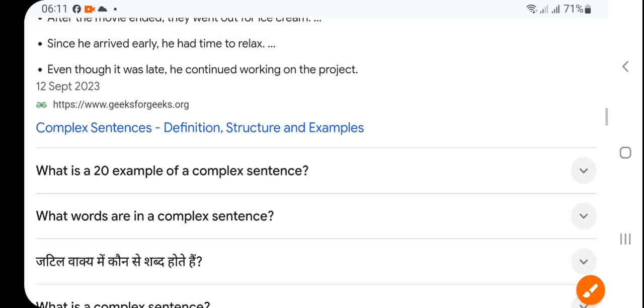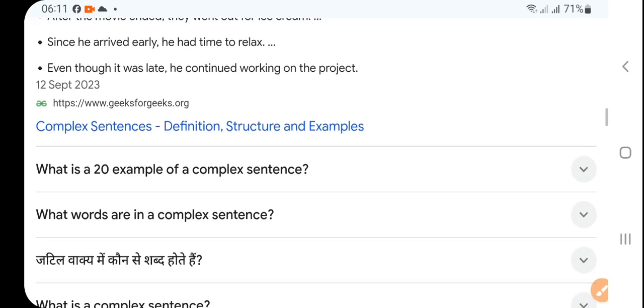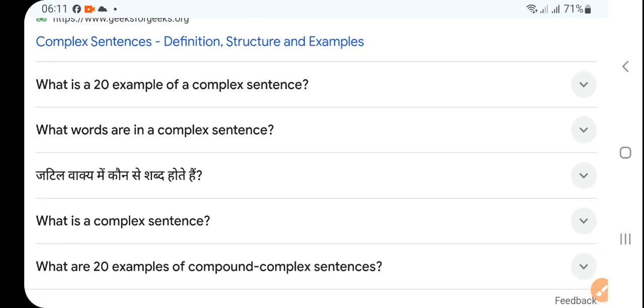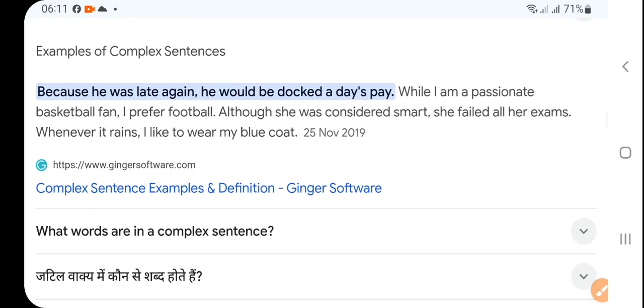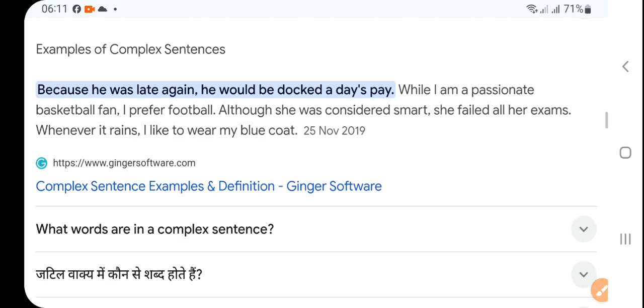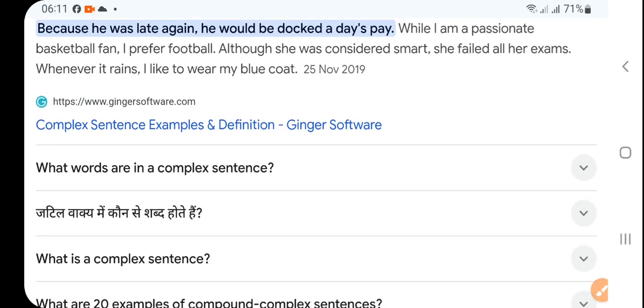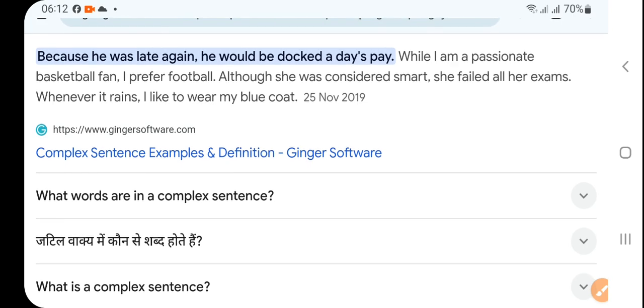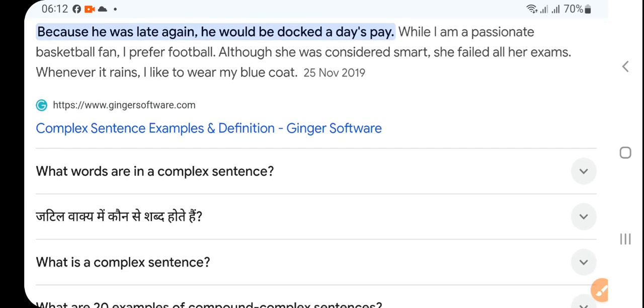Okay. Now, since he arrived early, dependent, he had time to relax, independent. Even though it was late, he continued working on the project is the independent clause, right? Because he was late again, he would be docked a day's pay, right? While I am a passionate basketball fan, I prefer football, right?